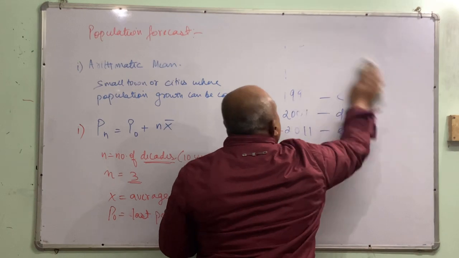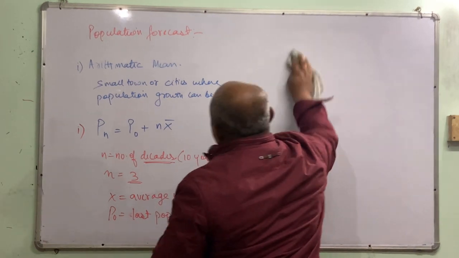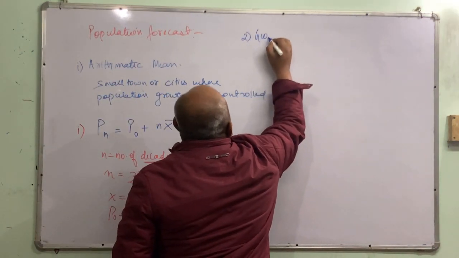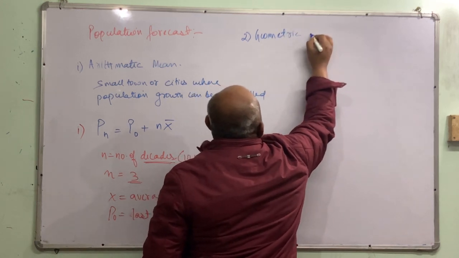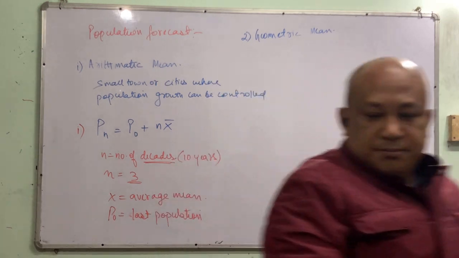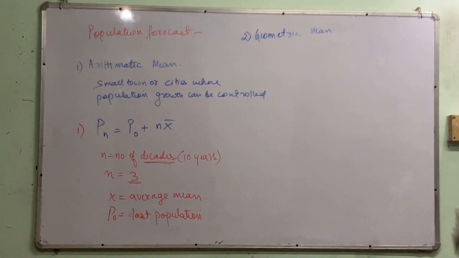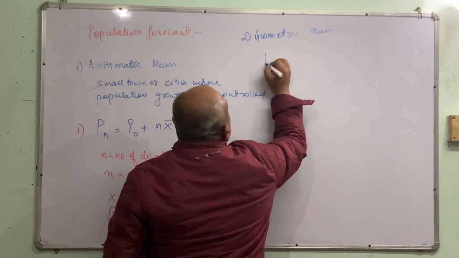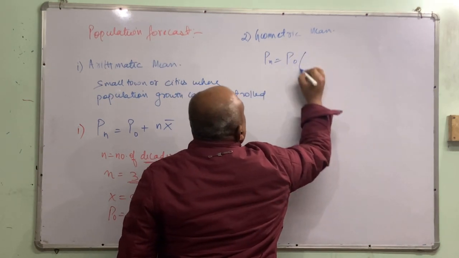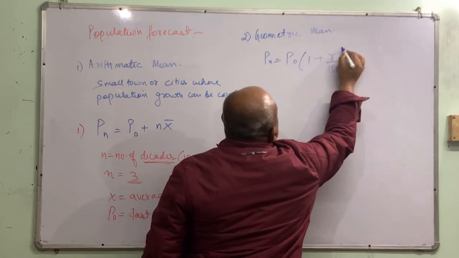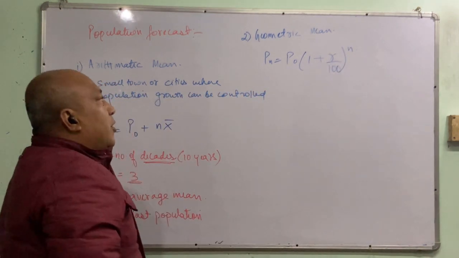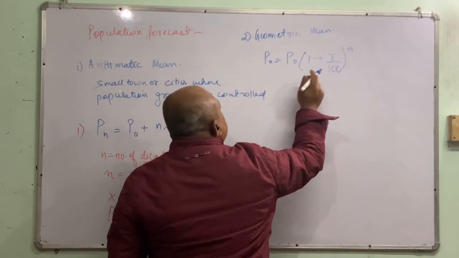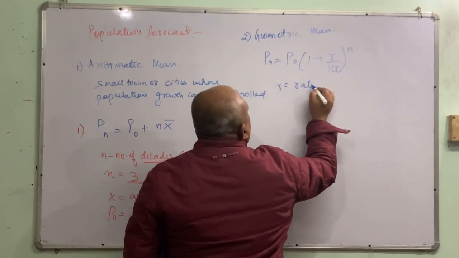Let me show you some other things. The second technique is, we call it, these are all mathematical terminology, geometric mean. The geometric mean: Pn is equal to P naught times 1 plus R by 100 to the power n. Don't worry, I'll give you one by one. Let us solve the problems, then everything will be clear. This Pn and P naught are the same. R is the rate of increase.